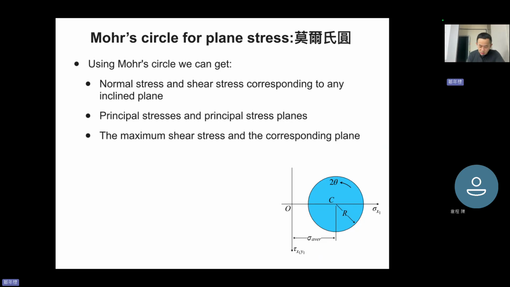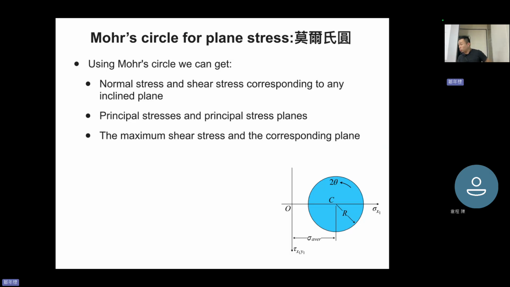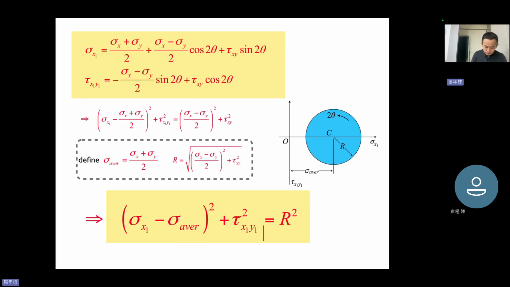All right, so let's use Mohr's circle. We can get everything. Everything you learn in chapter 7, you can obtain those values by using Mohr's circle. Okay, how to do that? Remember that I gave you a 3-star formulation, right? This 3-star formulation.